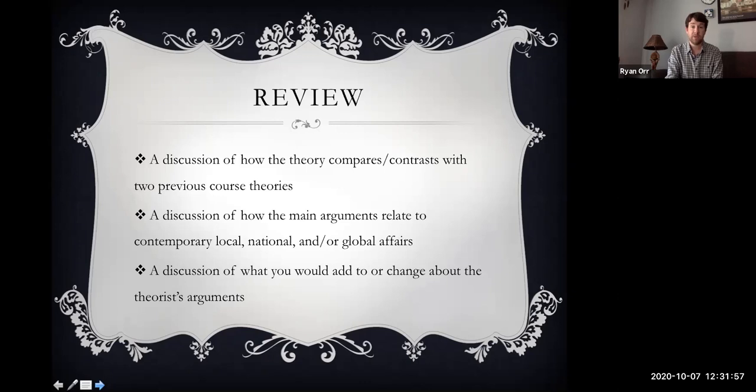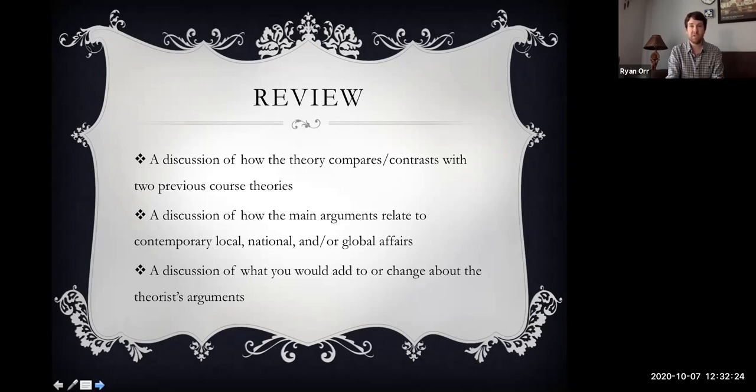So finally, I ask you to come up with a discussion of what you would add or change about the arguments. So again, what you would add, you tack on something that you think would make it better, or what you would change, what you would tweak, perhaps what you would take away, but again, to make it a better argument overall, make it a better book overall. So again, fully explain your ideas here, and you should be in good shape.